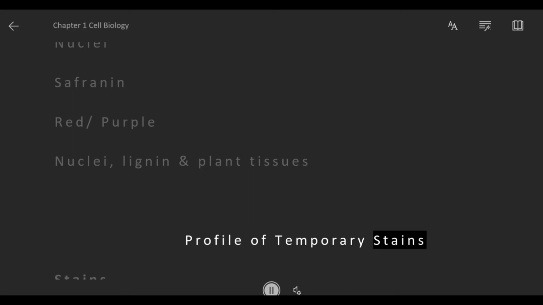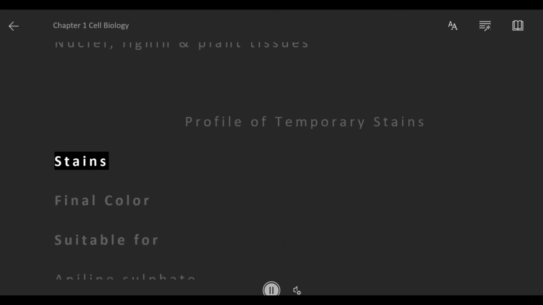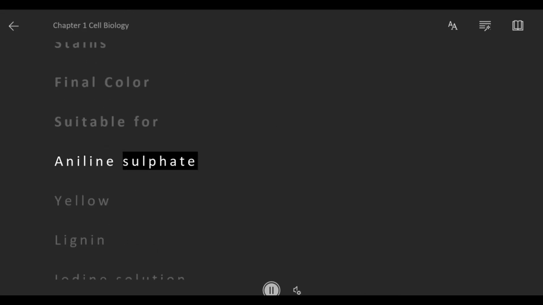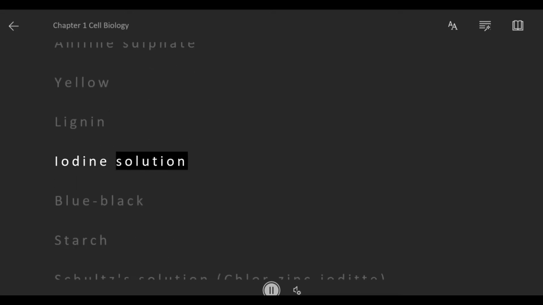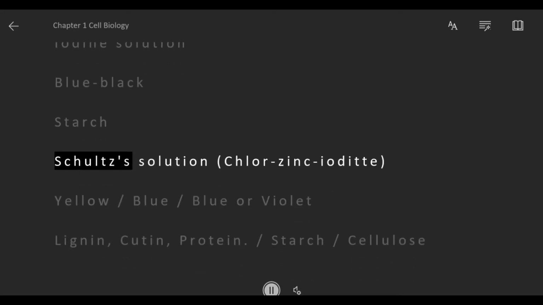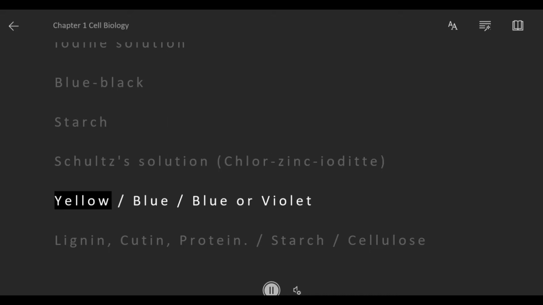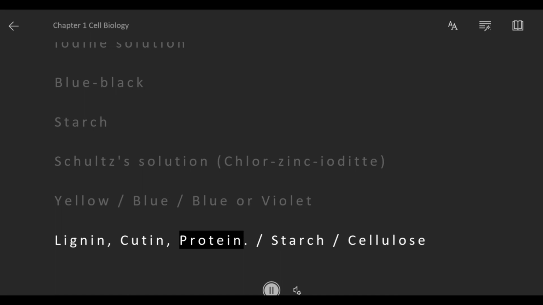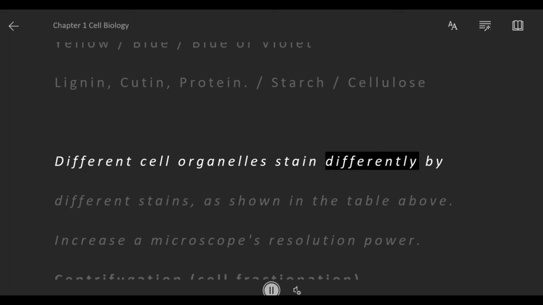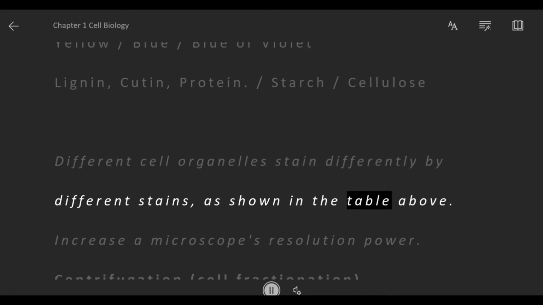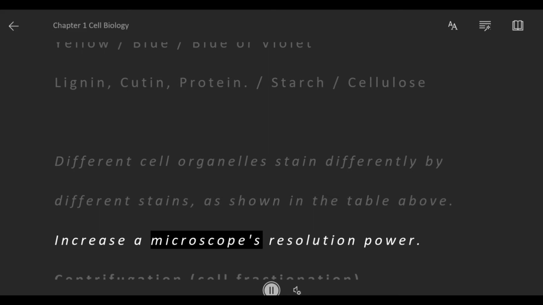Profile of temporary stains. Stain, final color, suitable for: aniline sulfate, yellow, lignin; iodine solution, blue-black, starch; Schultz's solution, chlor-zinc iodide, yellow/blue or violet, lignin, cutin, protein, starch, cellulose. Different cell organelles stain differently with different stains, as shown in the table above. Increasing a microscope's resolution power.